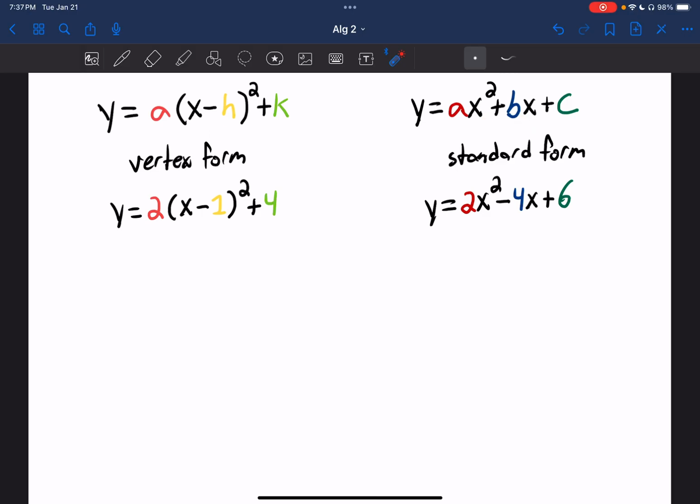We've worked with both of them, and now we're learning how to go from something in vertex form to something that looks like this in standard form. Because any quadratic can be expressed in both ways. So these two equations, although they look different, if you graph them, they would be the same equation.